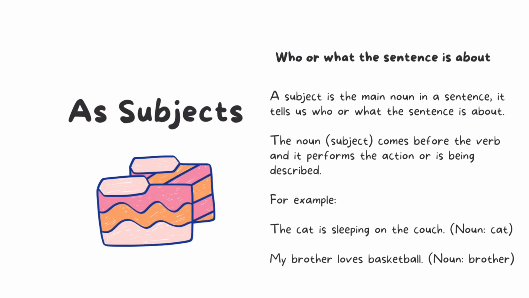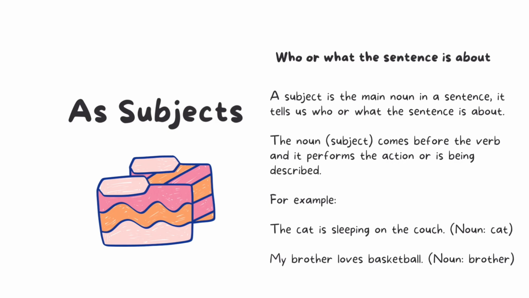The subject of a sentence is who or what the sentence is about. It's the noun that performs the action or is described in the sentence. For example, in the sentence, "The cat is sleeping on the couch," the noun cat is the subject because the cat is the one performing the action of sleeping. Or take this one: "My brother loves basketball." In this case, brother is the subject because he's the one who loves basketball.